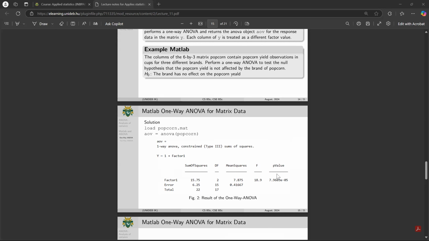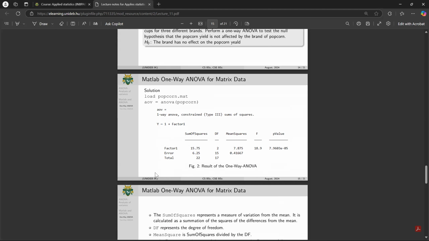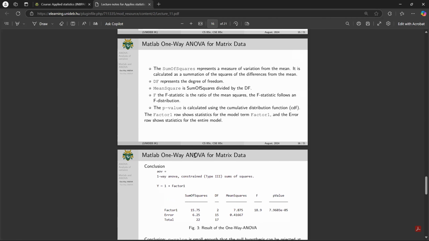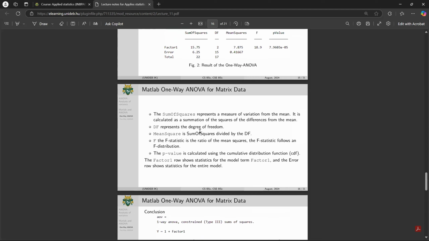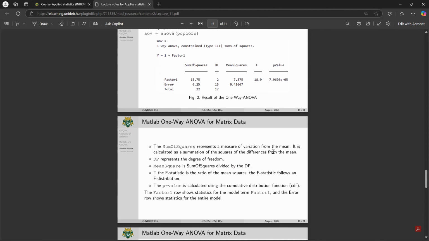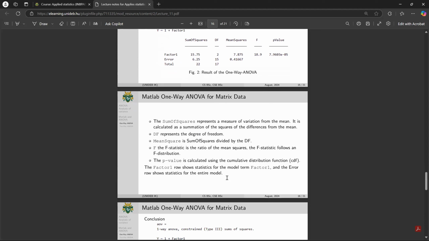Like, and we have to write the missing value. Do you mean like this? Okay, in that case, you should probably do these as well. The sum of squares represents a measure of variation from the mean. DF represents the degrees of freedom.